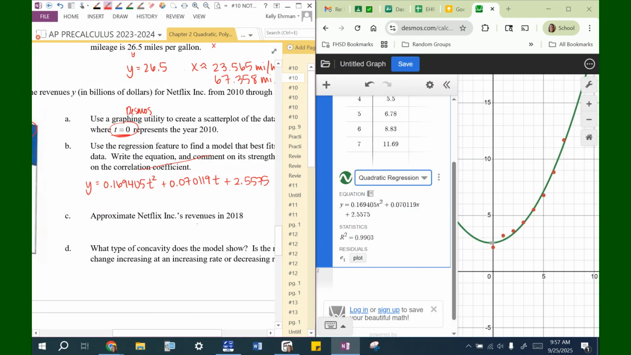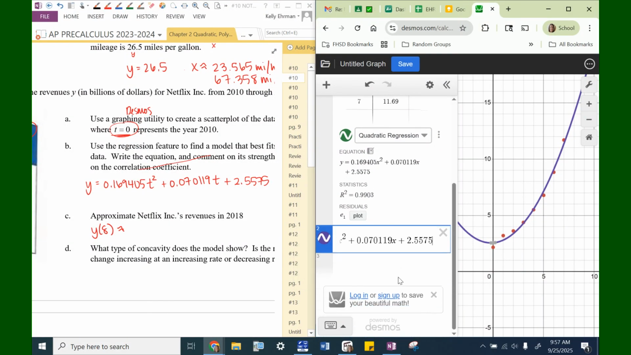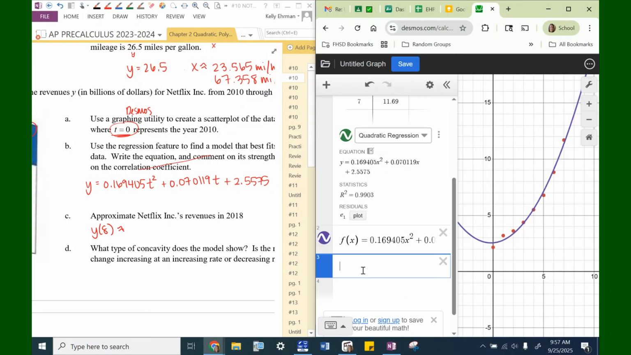Approximate Netflix Incorporated's revenues in 2018. So that would be Y of 8. We're plugging 8 into this equation. Two easy ways to do that. First, copy the equation into the next line. You can either change this to an 8 and this to an 8 squared, or I just like doing f of x, because what if I forget to put an 8 in somewhere? So change it to f of x and then do f of 8. That's my preferred method. You can do it however you want.